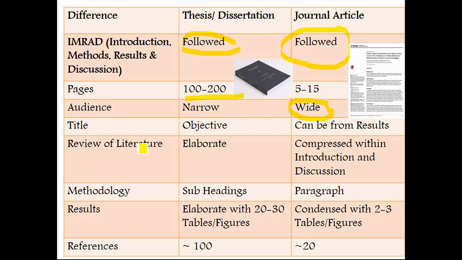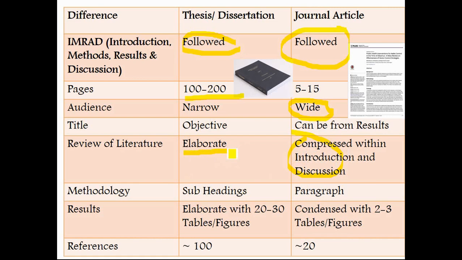Now the review of literature, which will occupy more than one third of your thesis document, will be compressed into a paragraph in the introduction and about a paragraph or so in the discussion. That's all. So we have very little space for review of literature in a journal article when compared to a thesis, which was very elaborate.